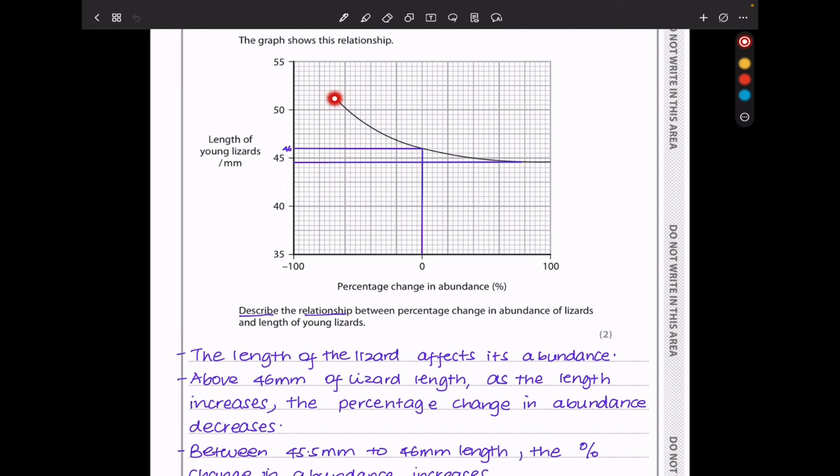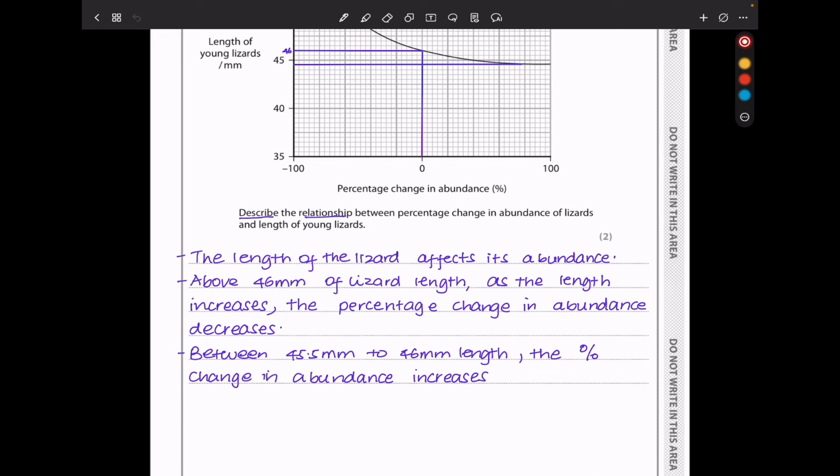If the length is higher, until about 46, we can see the values are in the negatives. So there is going to be a decrease in the percentage abundance, meaning lizards that are longer are not going to be abundant. Between 46 and about 45.5, we can see there is an increase in the abundance. So between this length here, there is an increase in abundance, and as the length increases, there is a decrease in abundance.